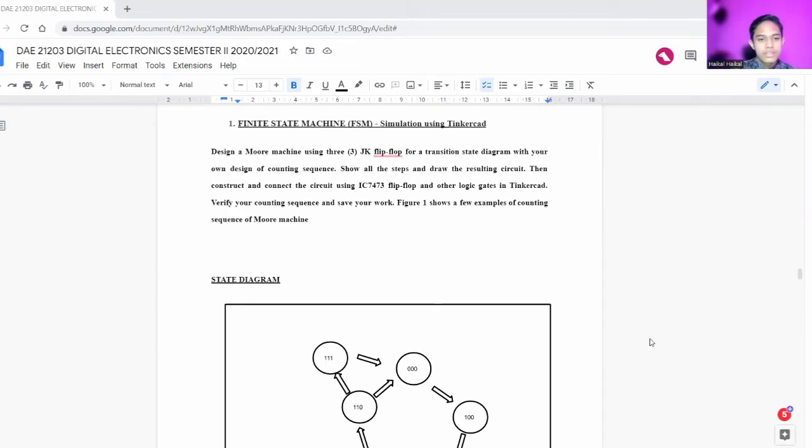So question 1 is finite state machine FSM simulation using Tinkercad. Design a state machine using 3 JK flip-flops for a transition state diagram with your own design of counter sequence. Show all the steps and draw the resulting circuit. Then construct and connect the circuit using IC 7473 flip-flop and other logic gates in Tinkercad. Verify your counter sequence and save your work.